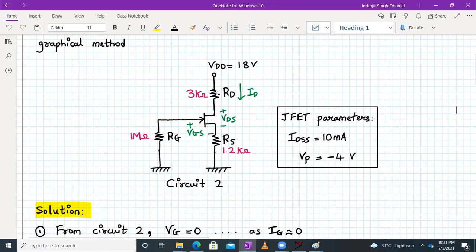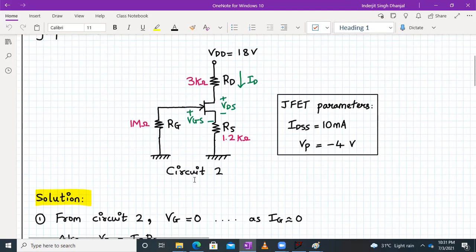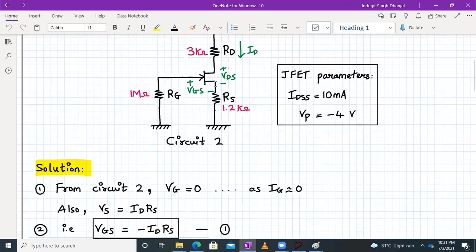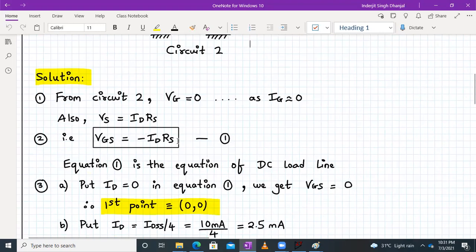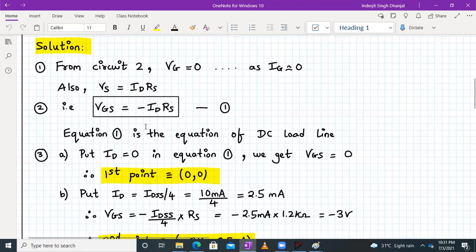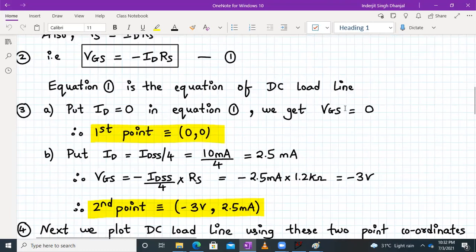Your VDD supply is given, RD and RS values are given, and the JFET parameters are also given. Fortunately, they are the same over here. IDSS is 10 milliamperes and VP is -4 as in the last numerical. Now we have to solve this graphically. So from the circuit, VG is 0, as we have discussed, as IG is 0. What will be VS? VS, the voltage at the source terminal, will be ID into RS. So VGS equals minus IDRS. It is the equation of the DC load line. So in this equation, if we substitute ID equal to 0, we get VGS equal to 0.